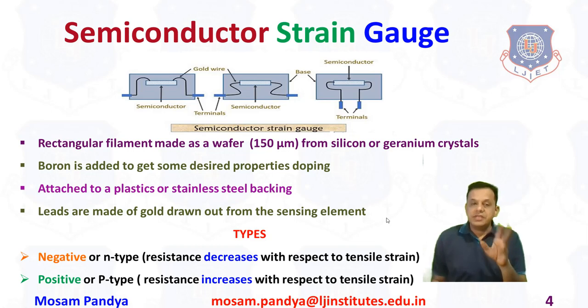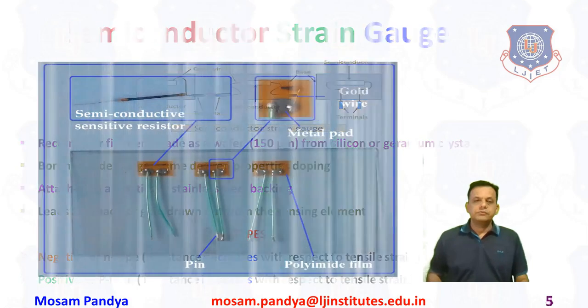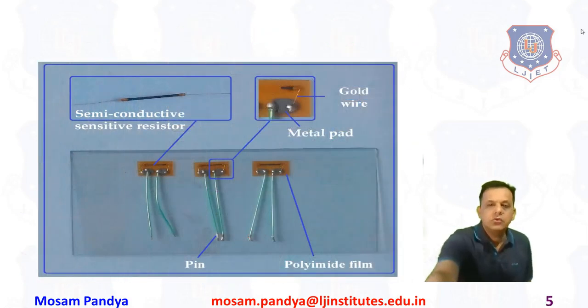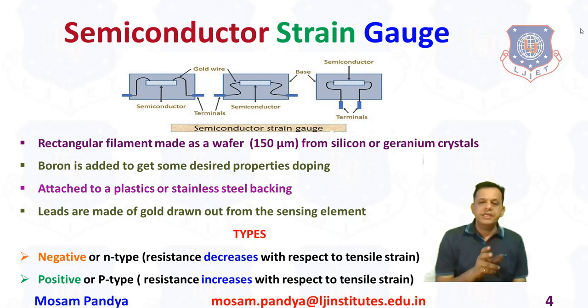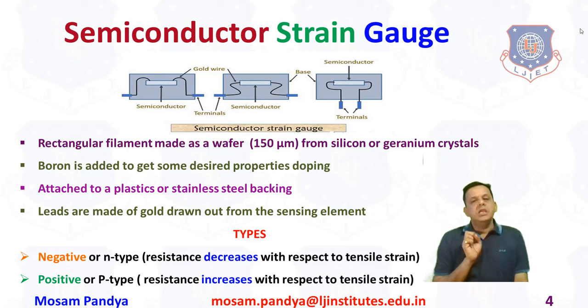A resistance strain gauge of a negative type will decrease the resistance when tensile strain is applied. Here we talk with respect to the tensile strain reference. Let me go back a little bit. And in the positive type of strain gauge, when tensile strain is applied the resistance will increase, and that is basically depending upon the type of semiconductor that we are choosing.